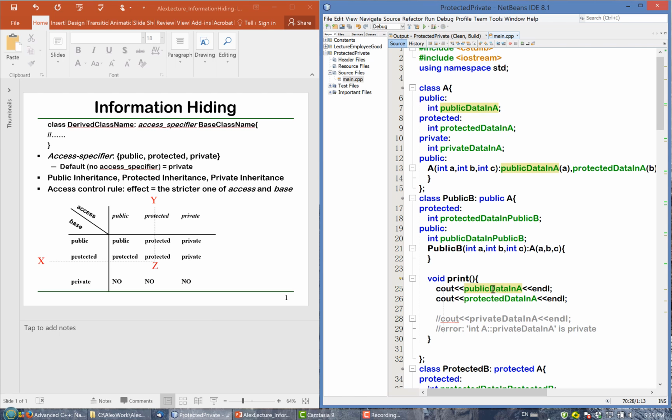So for public data in A, their accessibility is the same as public data in B. So the accessibility of public data in A is the same as public data in this public B class. Public B publicly inherits from class A.